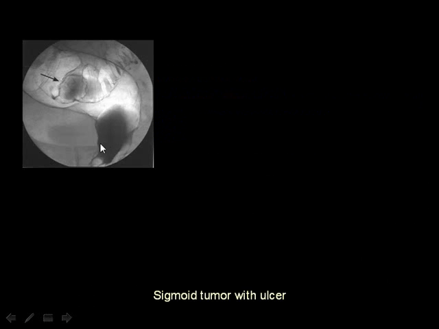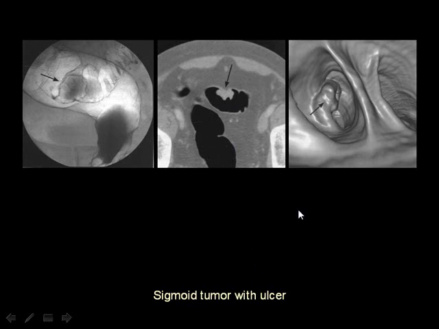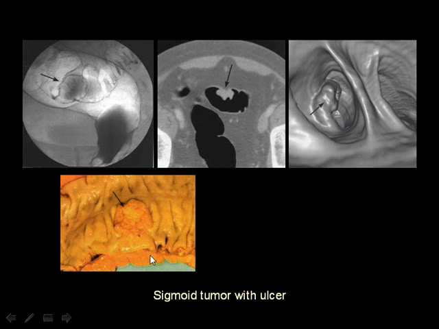This is the barium enema, where you can see the rectum and the sigmoid, and this arrow points to a polyp in the rectosigmoid junction. You clean the colon and inject air, and you can see the polyp. It is sessile with an ulcer on its top. And to see this with virtual colonoscopy, this is the polyp, and this is the ulcer on its top. After resection, it was a sigmoid cancer with ulceration on its top.